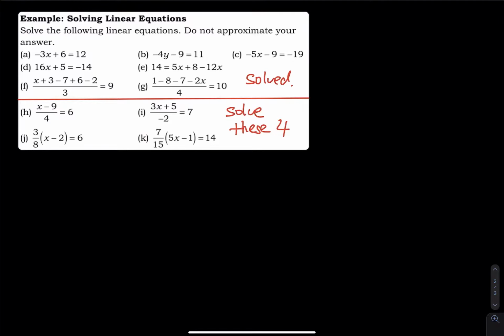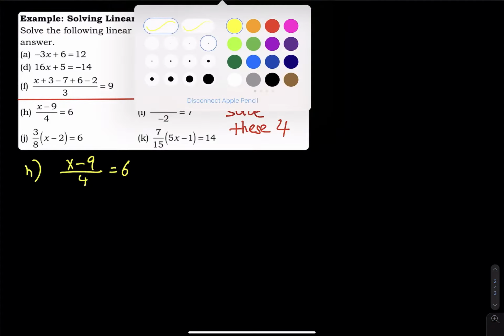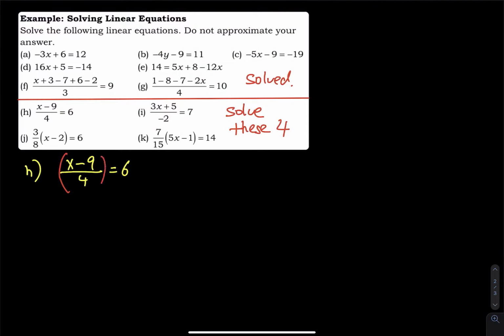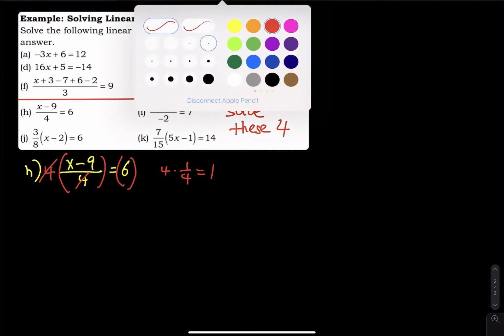So part h, we have (x minus 9) divided by 4 equals 6. When you see a fraction, say this to yourself: I need to get rid of the fraction because I don't like working with fractions. To get rid of the fraction, I need to get rid of the 4. How do I do that? The only way is to multiply both sides by 4, because 4 times 1 over 4 equals 1. So these two 4's got cancelled. After that, we are no longer having a denominator.